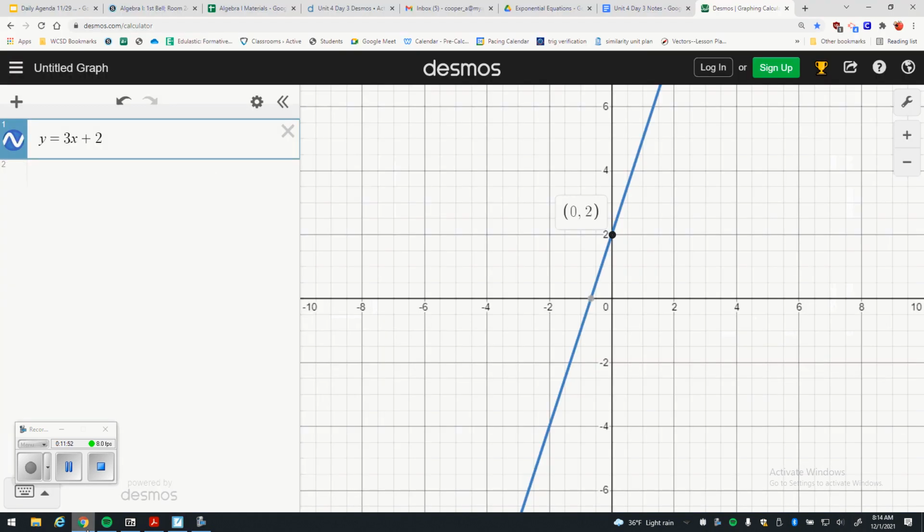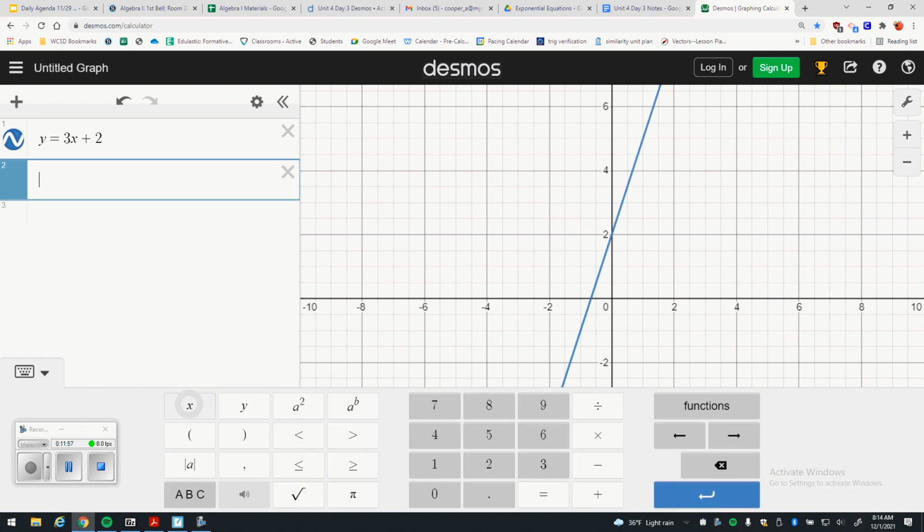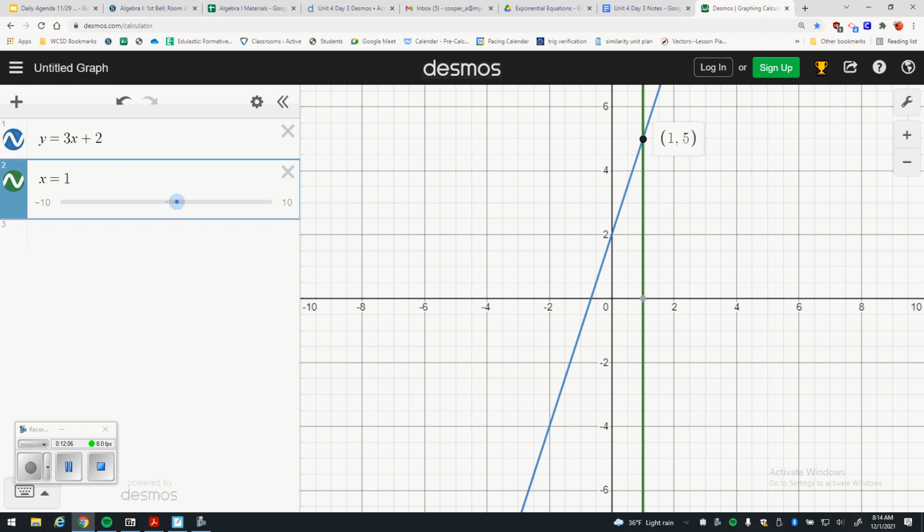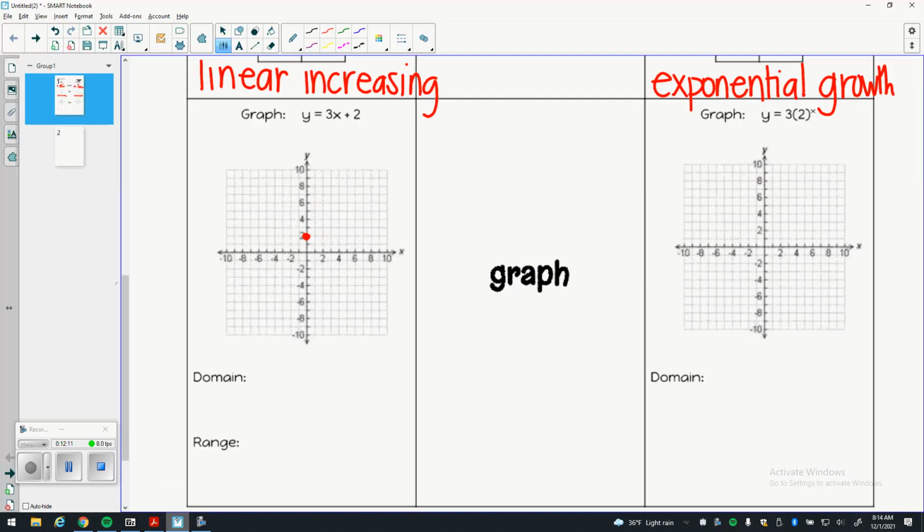How am I going to find my other one? You got it. Type in x equals 1 and look for where they intersect. Do they intersect? Yep. Can I plot that point? Yeah, why? It's a pretty point. So I'm going to do 1, 5. And what am I going to do with those two? I'm going to connect them like so. That is not the hard part in my opinion. The hard part is your domain and your range.